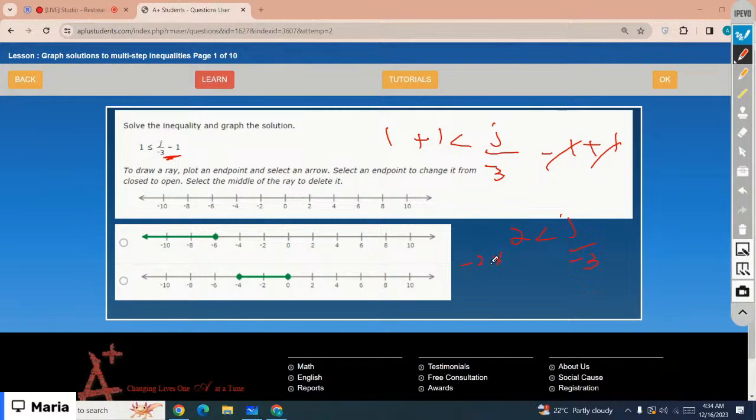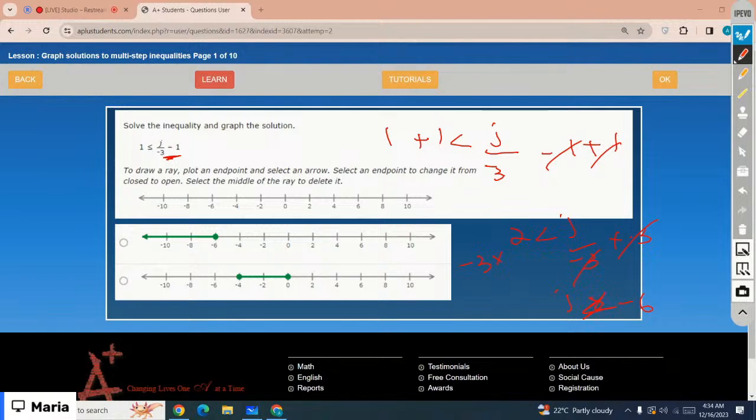You are left with negative 2 is less than or equal to j divided by negative 3. So multiply both sides by negative 3, and the negative 3s cancel out, and 3 times negative 2 is negative 6. Now you need to change the direction of the sign, so j is less than or equal to negative 6, right? The solution is j is less than or equal to negative 6.